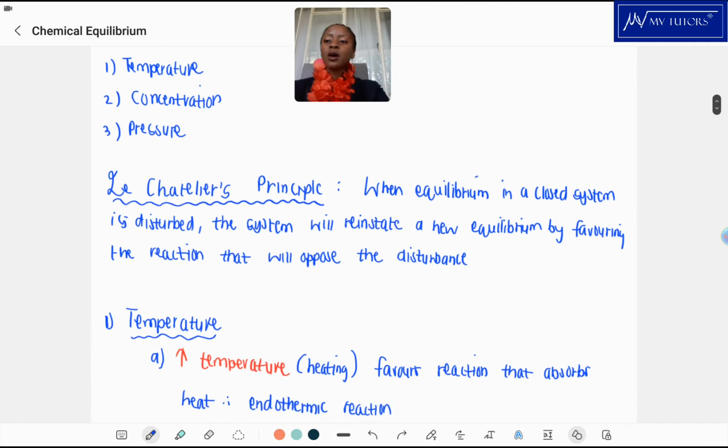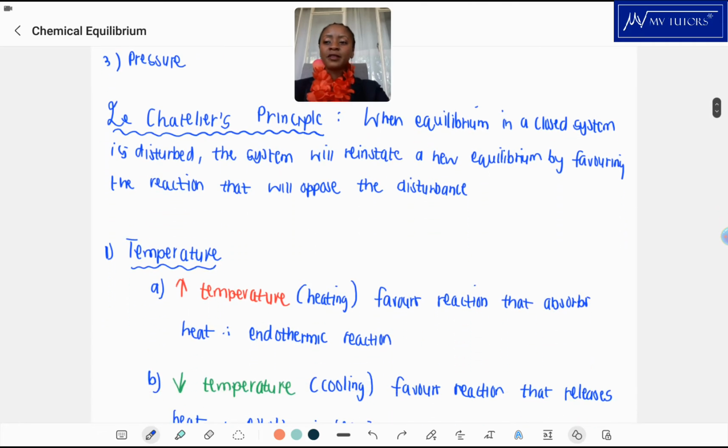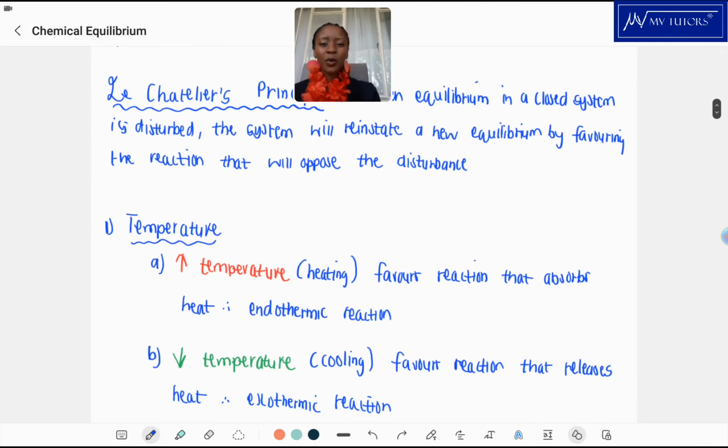So now we're going to talk about the effect of temperature. What would happen in a case where you increase the temperature? Now we're referring to the chemical reaction, not anymore to weight. That was just an example.